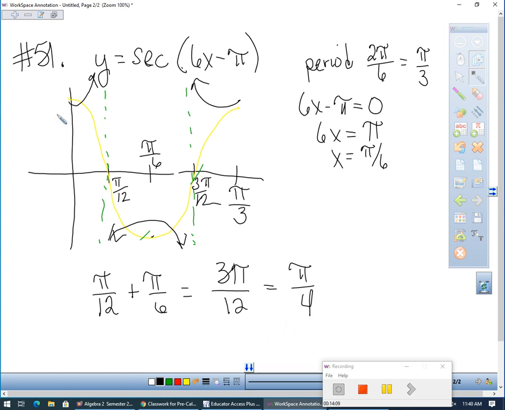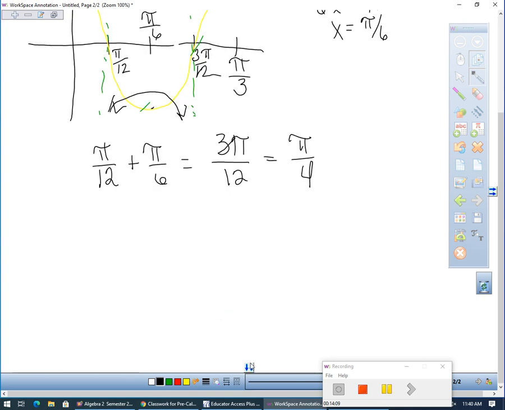So remember, this is the inverse. The zeros of a cosine is where your secant asymptotes are. We didn't discuss this a lot during the year, but we did go over it.